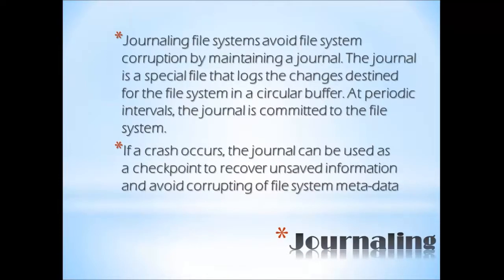Journaling file systems avoid file system corruption by maintaining a journal. The journal is a special file that logs the changes destined for the file system in a circular buffer. At periodic intervals, the journal is committed to the file system. If a crash occurs, the journal can be used as a checkpoint to recover unsaved information and avoid corrupting the file system metadata.